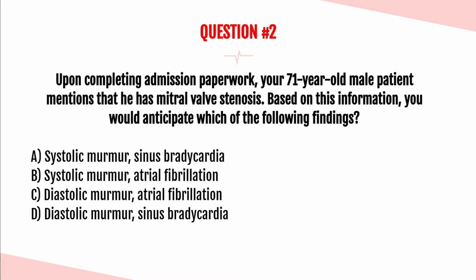So the right answer here is a diastolic murmur with atrial fibrillation. Murmurs of stenosis occur when a valve is open. So when is the mitral valve open? It's open during diastole when the ventricle is filling up with blood. So you're going to have a diastolic murmur. And you may anticipate the patient to have AFib because chronic resistance produced by stenosis of the mitral valve will result in an enlarged left atrium, which can lead to AFib.